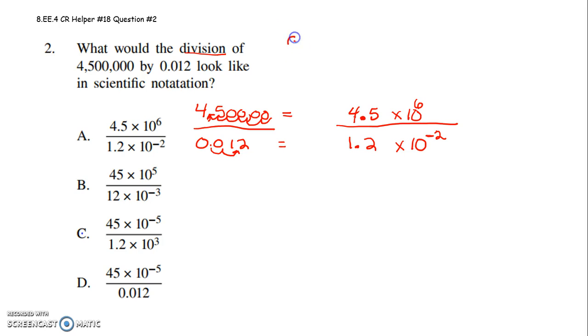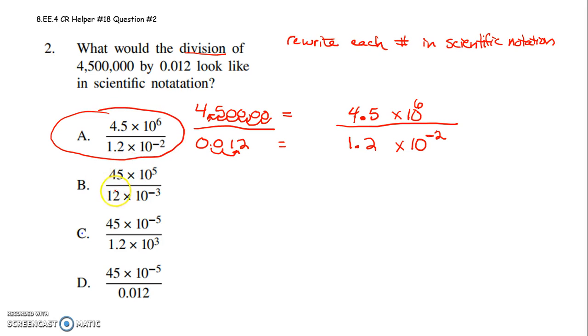So really, rewrite each number in scientific notation. Numbers greater than 1 will have a positive exponent. Numbers less than 1 will have a negative exponent. All right, it's letter A.